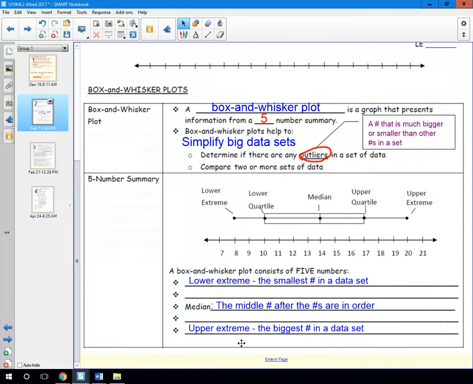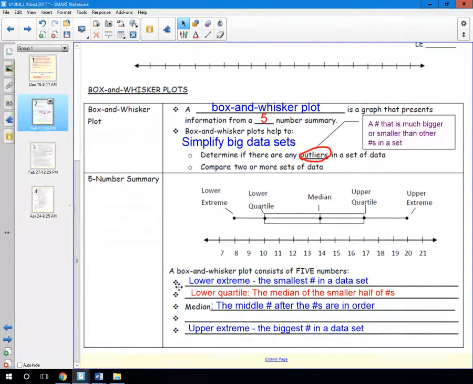Okay, so the lower extreme is the lowest number, the upper extreme is the biggest number. So once you find your median, like I said earlier, you have your data separated into two equal parts. And what we're going to do, this lower quartile, is actually the median of the lower half of the data. So we're going to separate the data into two equal parts, and then we can find the median of the lower half of the data.